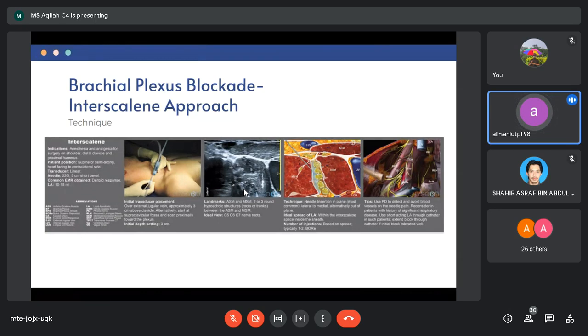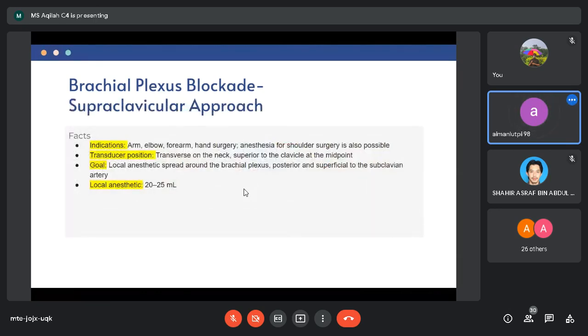Next, the second one for upper limb blockage is the supraclavicular approach. The indication for this approach is forearm, elbow, and hand surgery, and also possible for shoulder surgery. The transducer position for this approach is transverse on the neck, superior to the clavicle at the midpoint. This approach is to spread the anesthetic around the brachial plexus, posterior and superficial to the subclavian artery.